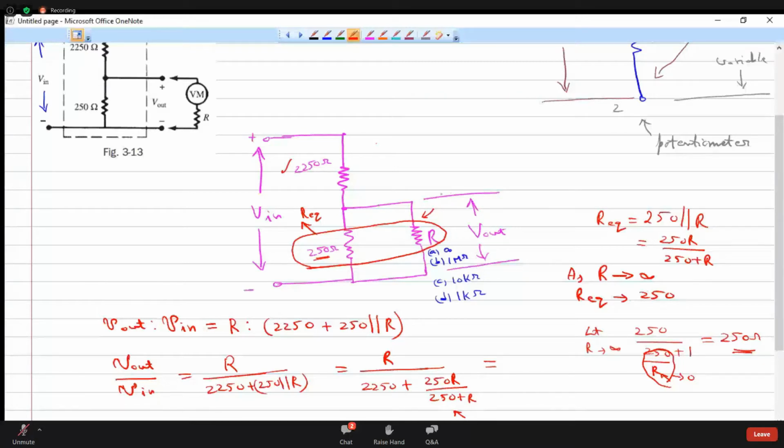So when that is going to happen, here what I've done is that this should be equal to R equivalent. It should be equal to R equivalent, which is this entire thing, where R equivalent is 250 parallel R. So this is our R equivalent. That will be equal to 1 by 10. So here it should be equal to R equivalent.